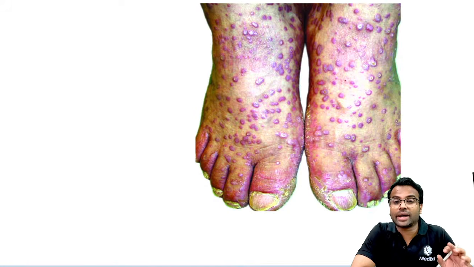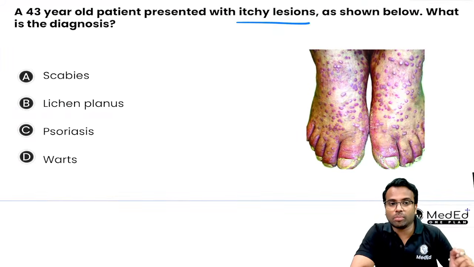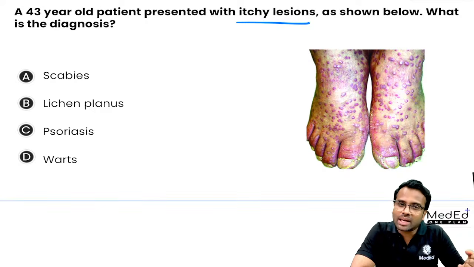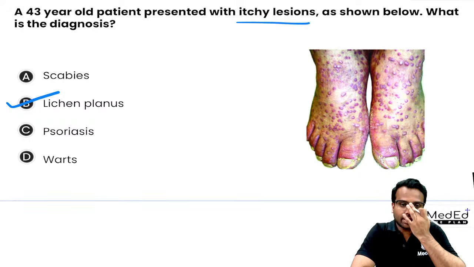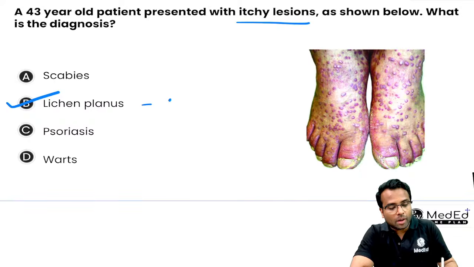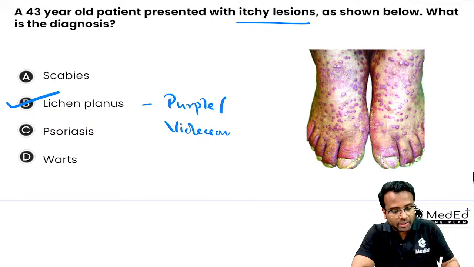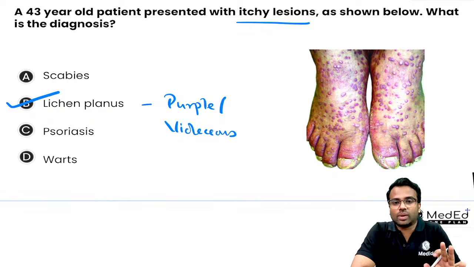So when you see these kind of violaceous or purple colored lesions over the trunk or over the extremities of the patient, what is the most likely diagnosis? Can it be scabies, or could it be lichen planus, psoriasis, or warts? Yeah, Prajapat says it should be lichen planus, right? So lichen planus, remember, they are itchy lesions and they look purple or violaceous in appearance, and they're extremely itchy as well. So this fits mostly into lichen planus.